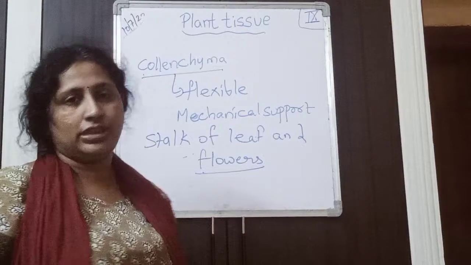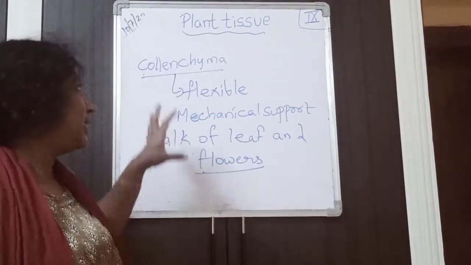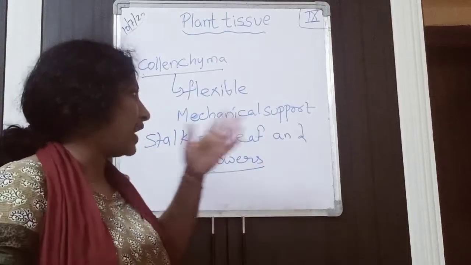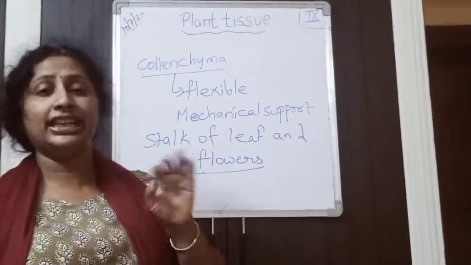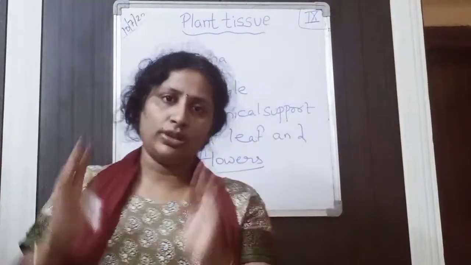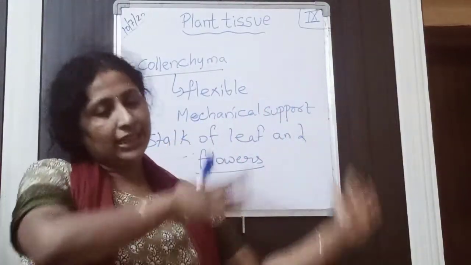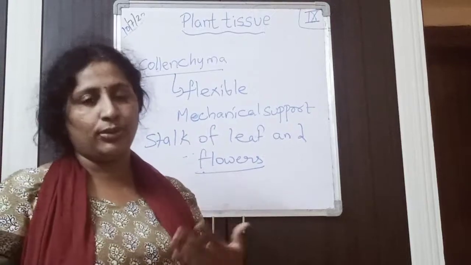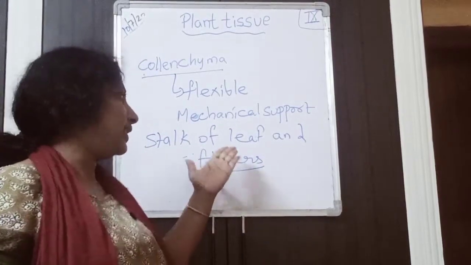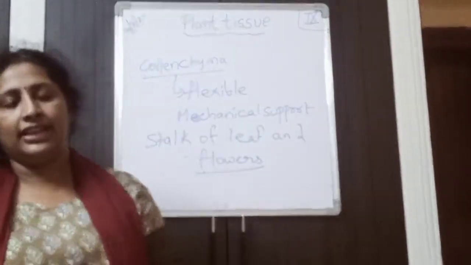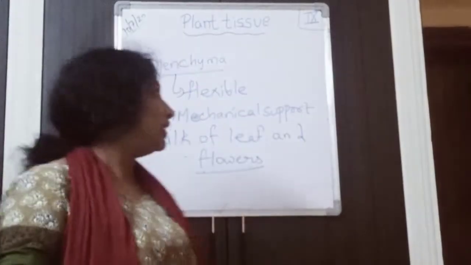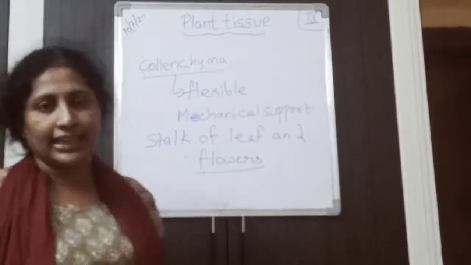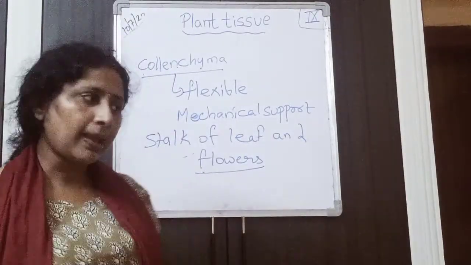Even the flowers also. So the collenchyma tissue is mostly present near the stalk of the leaf and flowers. It does not mean it is present only at these areas, but it is present throughout the plant. But we mostly observe it near the stalk of the leaf and flower. Okay. So this collenchyma is flexible and giving mechanical support to the plant.